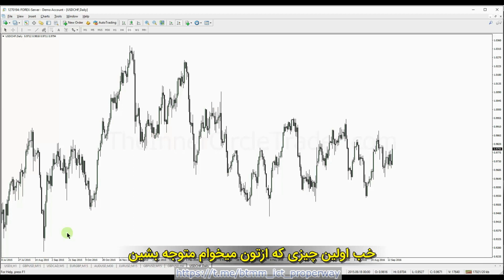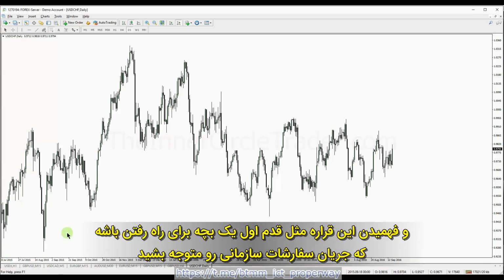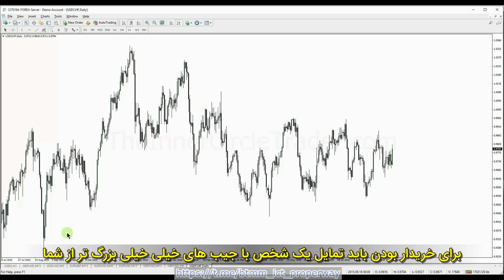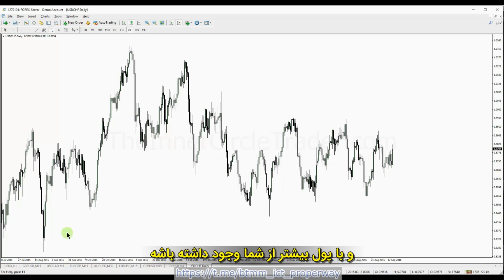Well, the first thing I want you to understand is this is going to be like the very first baby step to understanding institutional order flow. The first thing you need is movement. You have to understand that to be a buyer, there has to be a willingness of somebody with bigger pockets than you, more money than you, and they are the ones that move price around, and they are the banks.